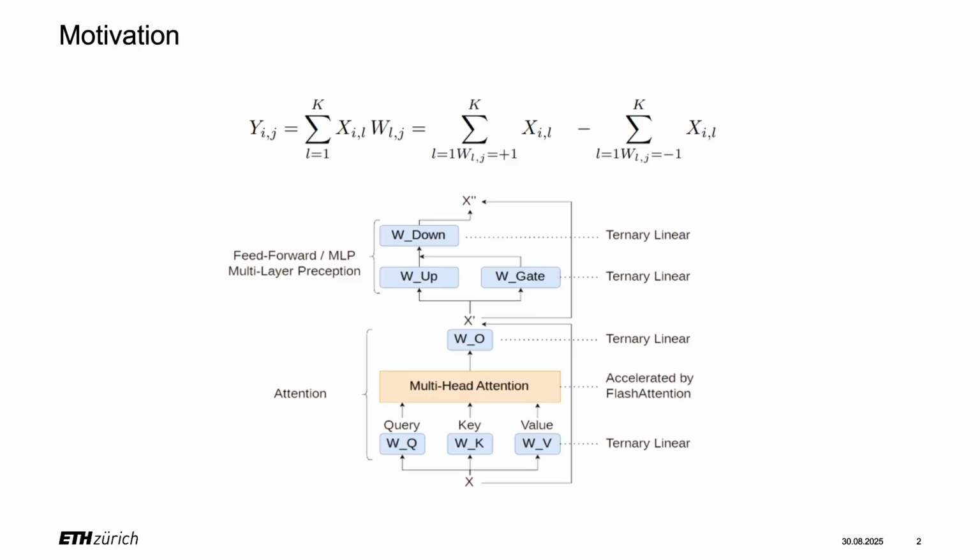Since linear projection is the second largest computational part in large language model inference, we focused on accelerating ternary GEMM, while attention is assumed to run either on CPU, GPU, or other FPGA accelerators.